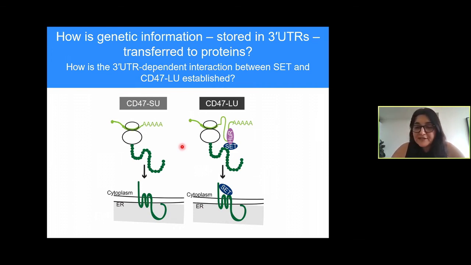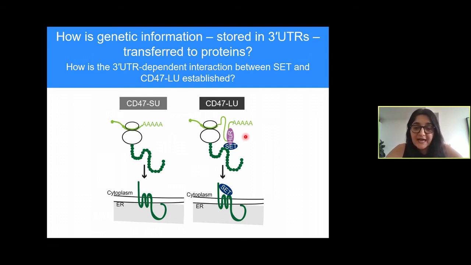So I already showed you all this. This is our favorite gene CD47, where we found that the long 3'UTR of CD47 can change the function of CD47. So that basically means that the 3'UTR of CD47 contains genetic information for protein functions.